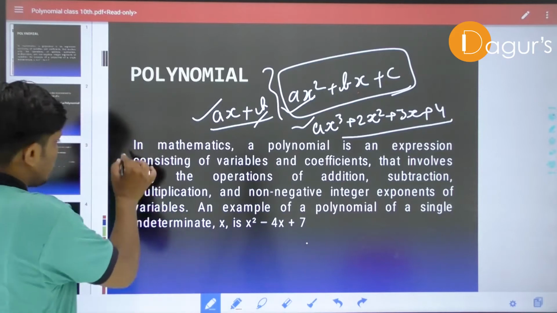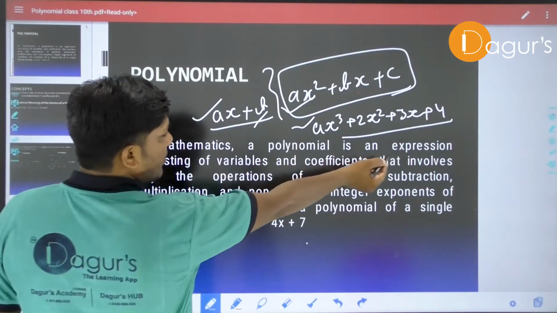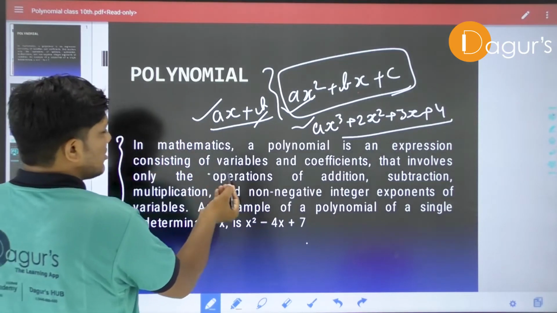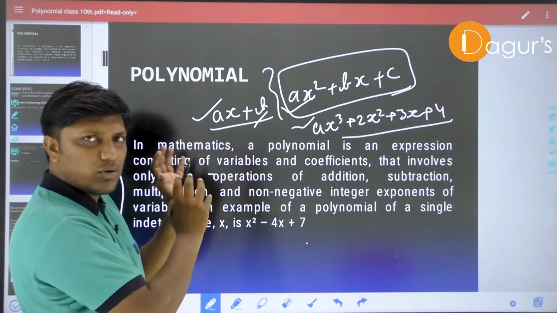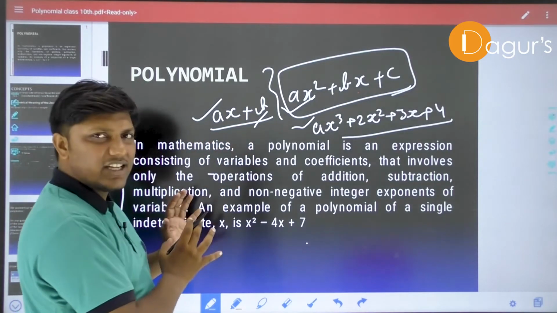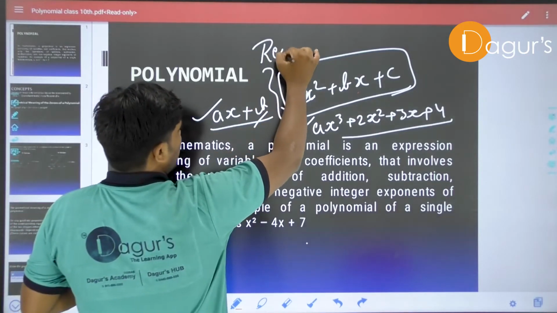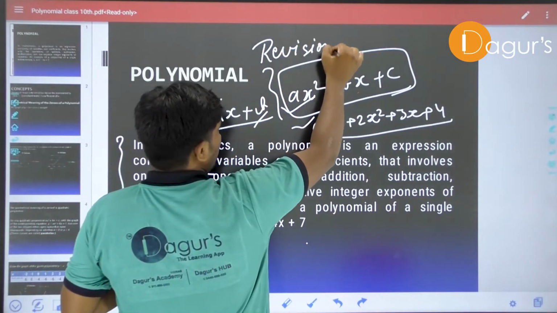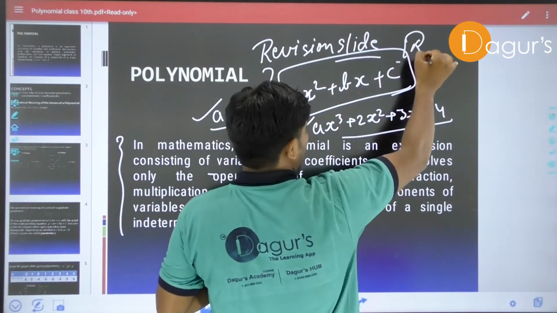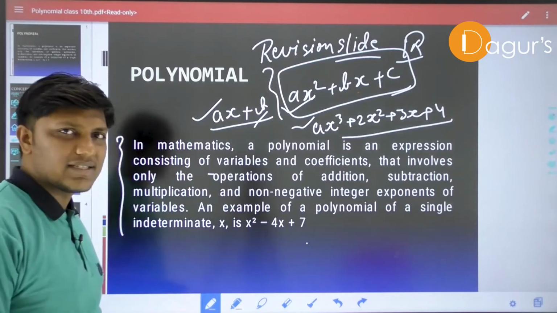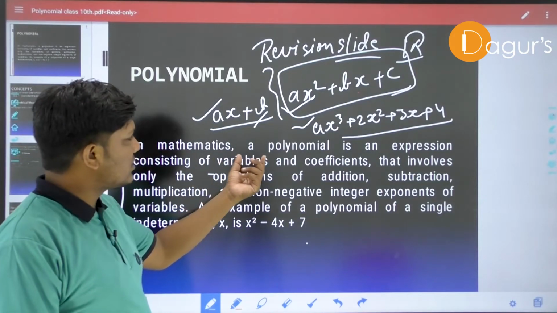This is exactly the simple definition of the polynomial. In mathematics, a polynomial is an expression consisting of variables and coefficients. This is a combination. This first slide is only the revision slide. This is the revision slide for you, revision of class 9th, exactly, nothing else. Is it okay?